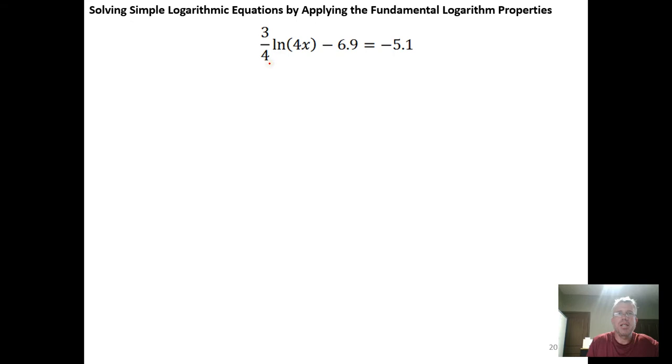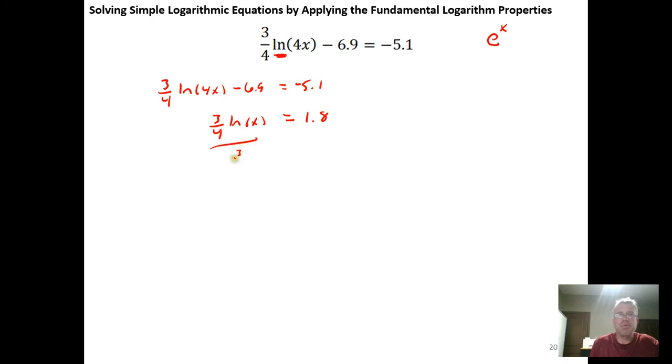So here I have a logarithmic equation that has the natural log, so I know this is base e logarithm. So the inverse is going to be e to the x. I need to isolate the natural log, so I'm going to go ahead and rewrite my equation. To start the isolation process, I'm going to add 6.9 to both sides. So negative 5.1 plus 6.9 is 1.8. And I have 3/4 the natural log of x equaling 1.8.